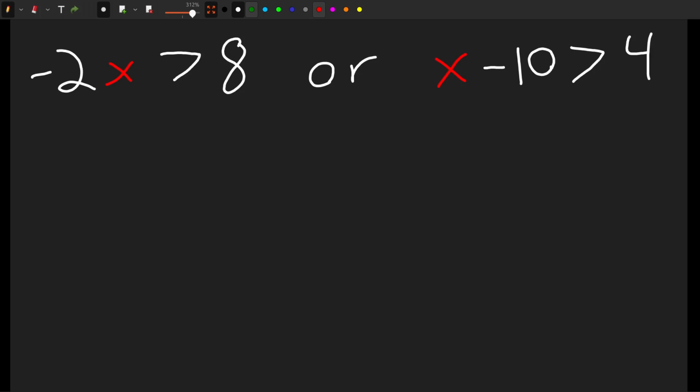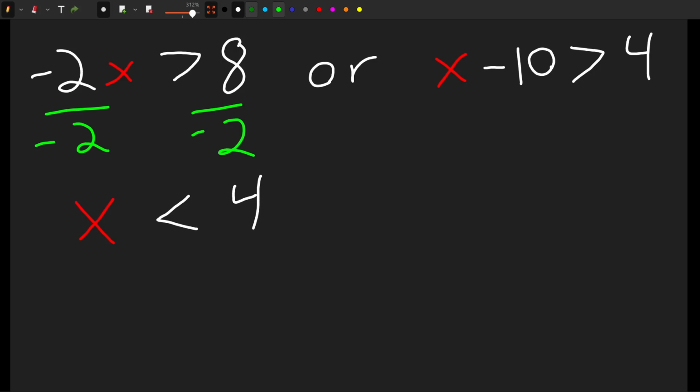To solve these, you can do them one at a time. That's what I recommend. So I'm going to start with the left side. -2x is greater than 8. I'm going to divide by -2. And so on the left-hand side, I still get x. Whoops, that needs to be in red. Sorry. I still get x, but keep in mind you're dividing by a negative. When you divide by a negative, the sign is going to change. And so this actually becomes less than 4. Okay?